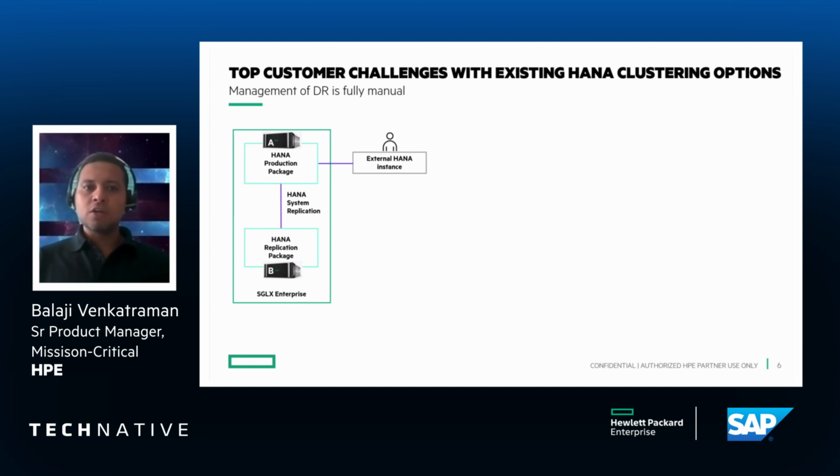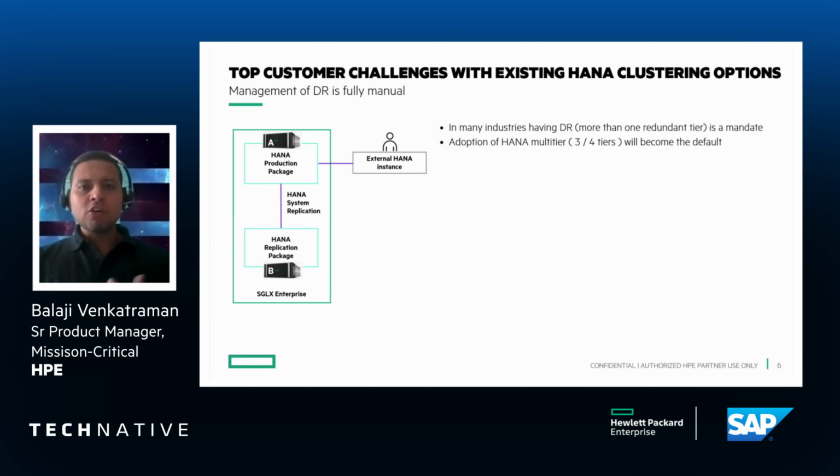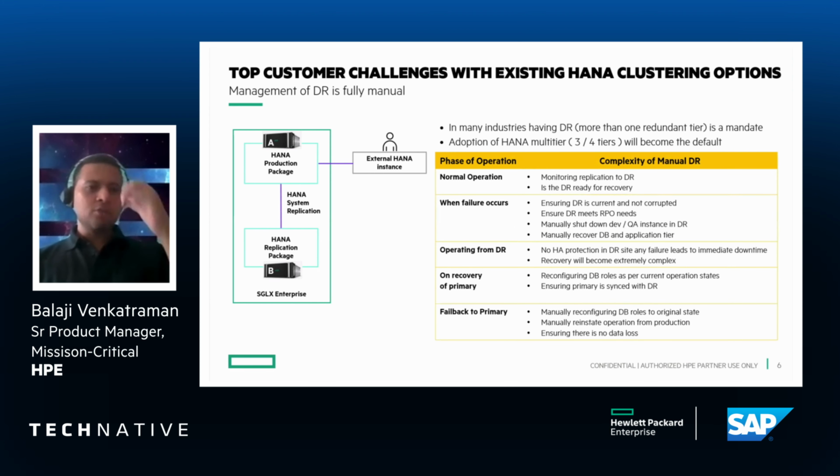And what is the risk of doing that? We're talking about large databases, mission critical environments. And what are the problems in doing that? It may sound easy: I have an automatic HA, and I'm just managing my DR manually. But what is the problem in doing that? Let's look at what is involved in this operation. I've divided this into operational phases for a customer.